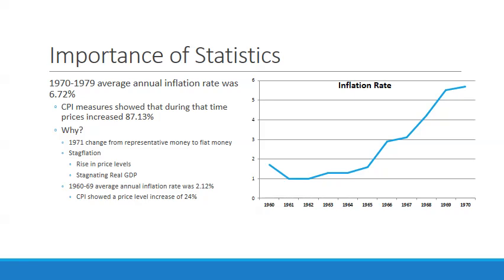And that's over that 5-year time period, as opposed to when we saw literally in 1 year a 7% increase in the decade after. So there was a big difference between the 1960s and the 1970s, and the two primary factors involved in the difference are stagflation and the change from representative money to fiat money. Those are important things that we need to be able to look at.